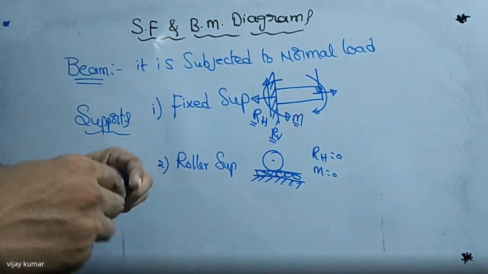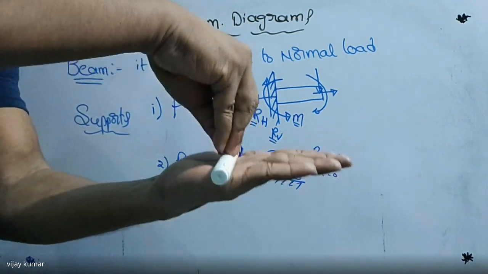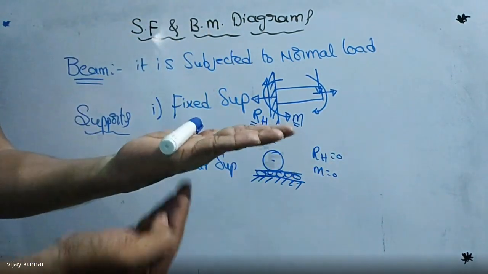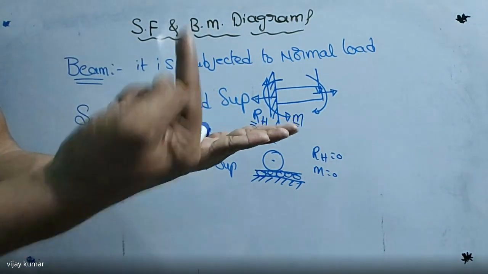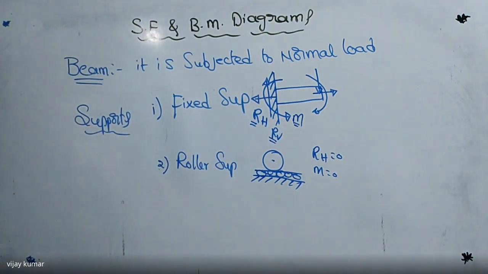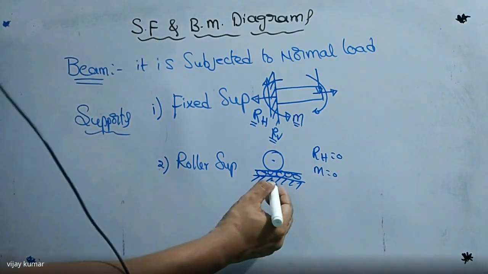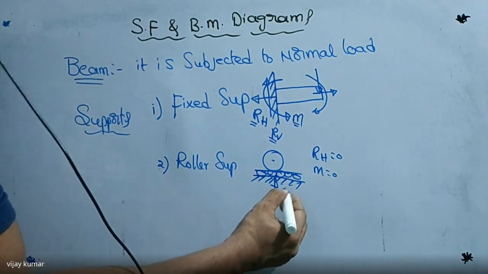But I want to move this body in downward direction like this. Then what happens? This support will apply some force in which direction? Upward direction, according to Newton's third law: for every action there is an equal and opposite reaction. So it has only a vertical reaction, that is RV.